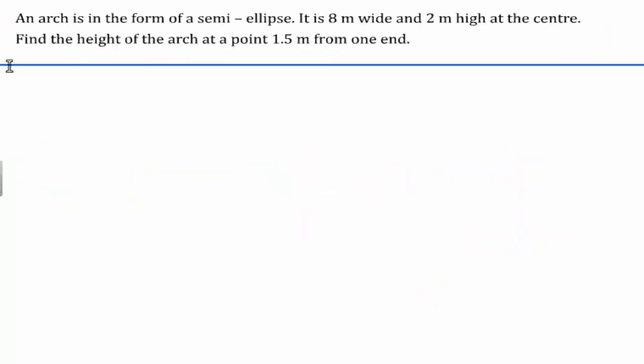This question says that an arch is in the form of a semi-ellipse. It is 8 meters wide and 2 meters high at the center. We have to find the height of the arch at a point 1.5 meters from one end. Let's begin with the solution. And first let us draw the figure with the help of the given data.